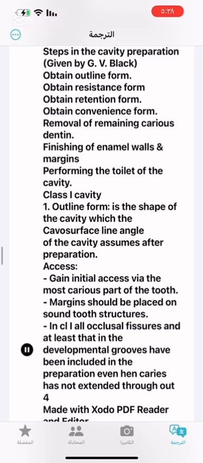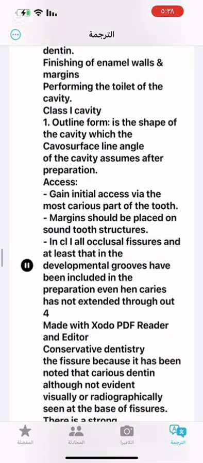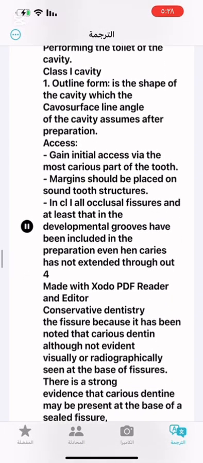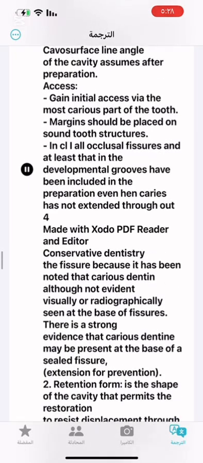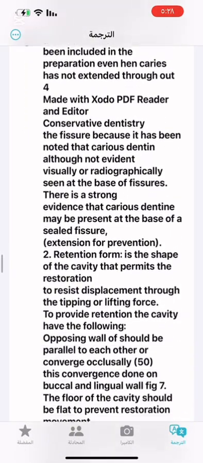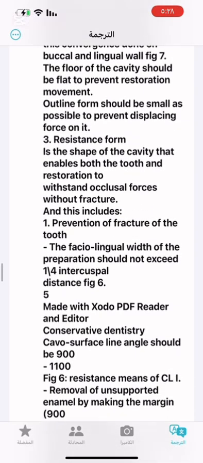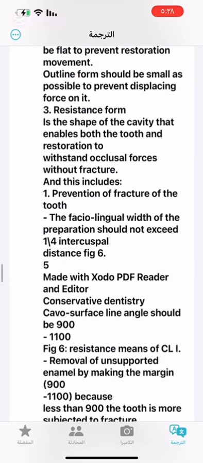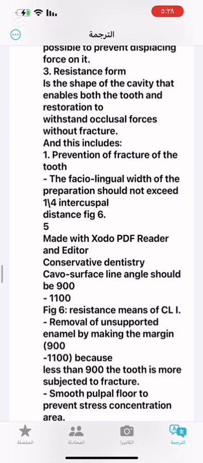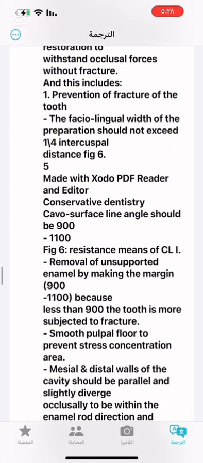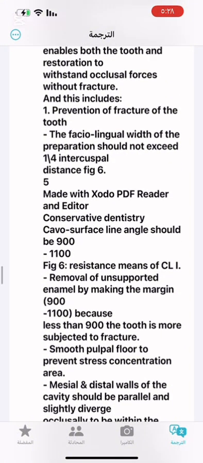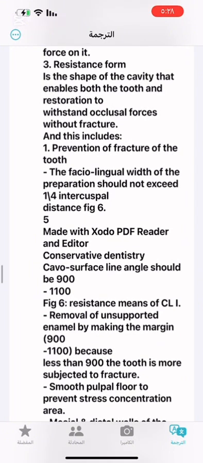Class V: gingival third of the facial or lingual surfaces of any tooth, or root of a tooth near the cemento-enamel junction, Fig 5. Figure 5, Class V.